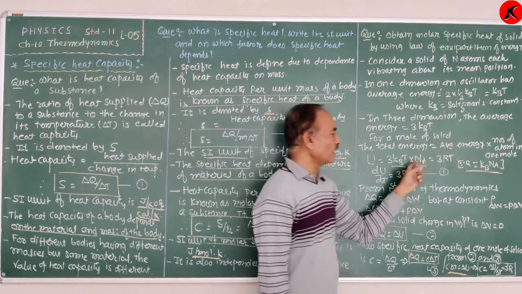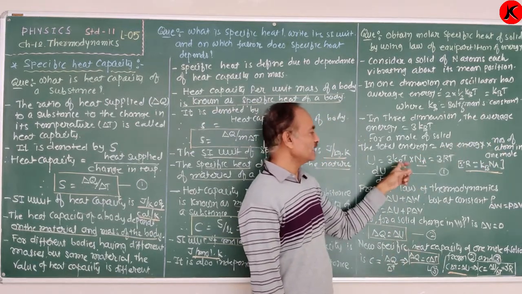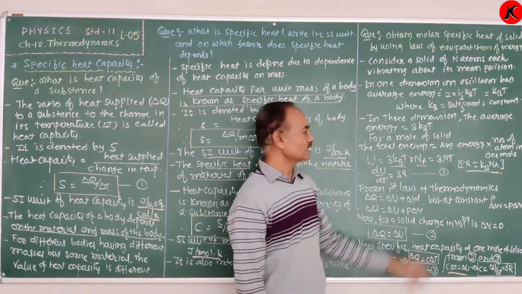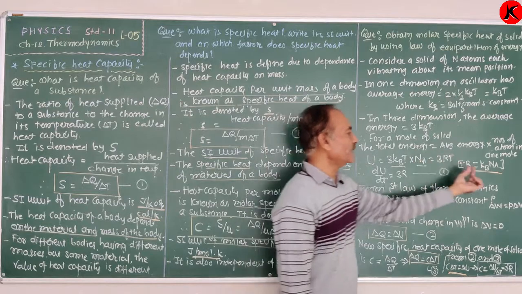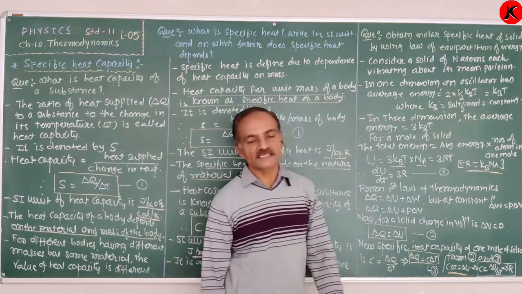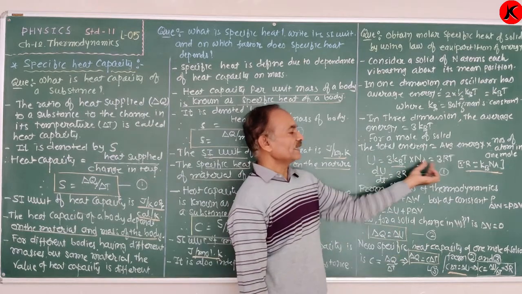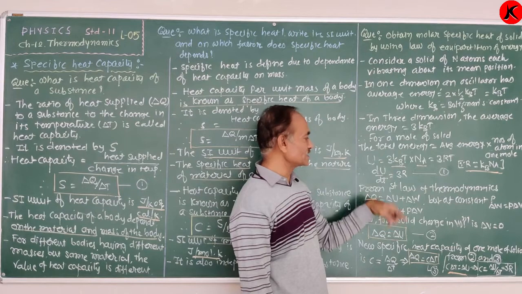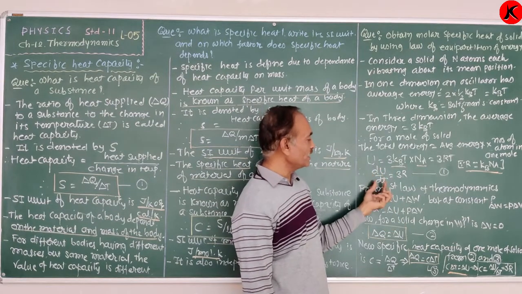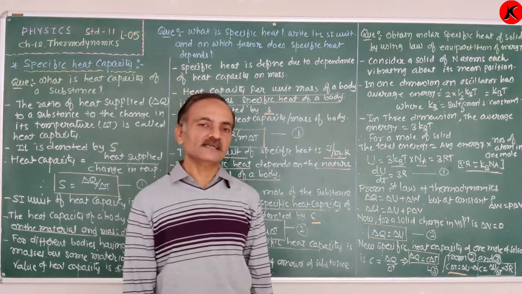Number of atoms in 1 mole is Na. Therefore, 3 kBT into Na. Therefore, 3RT, because kB into Na is equal to the universal gas constant R. Now, take the derivative of this total energy with respect to temperature. dU upon dT is equal to 3R. That is equation 1.